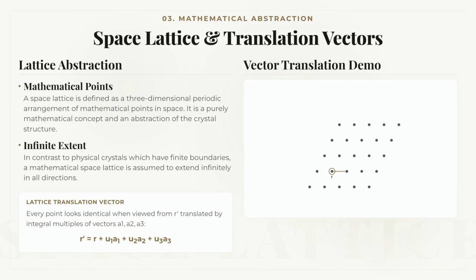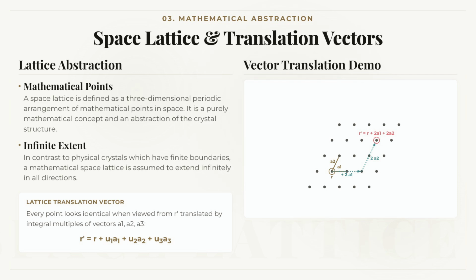A space lattice, or point lattice, is a three-dimensional periodic arrangement of mathematical points in space. It is an abstract mathematical model used to describe crystal structure. A real crystal has finite size, but a space lattice is imagined to extend infinitely in all directions. The periodic nature of a lattice is described by three translation vectors, usually written as a1, a2, and a3.